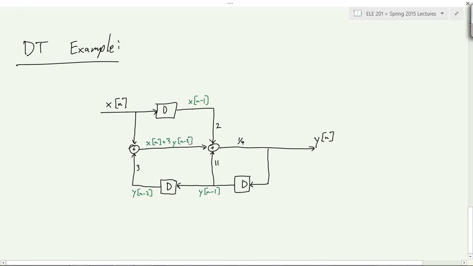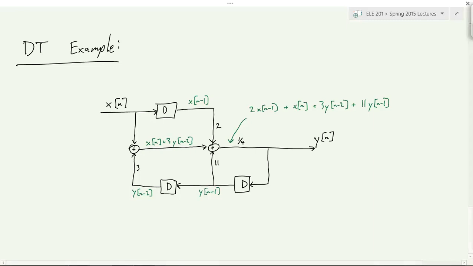All right. This sum here now is going to be a little more complicated. Let's take it before the 1/4. It's going to be 2x of n minus 1, plus what came in from the left, x of n, plus 3y of n minus 2, plus what's coming in from the bottom, 11y of n minus 1. Then multiply by 1/4, and that should equal y of n. So you get your equation.